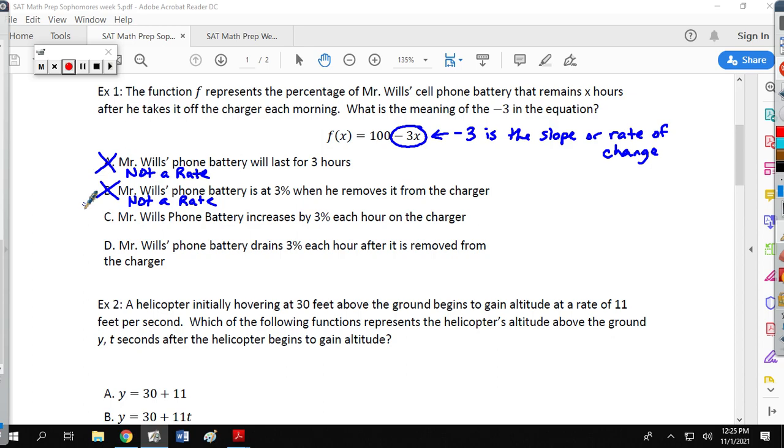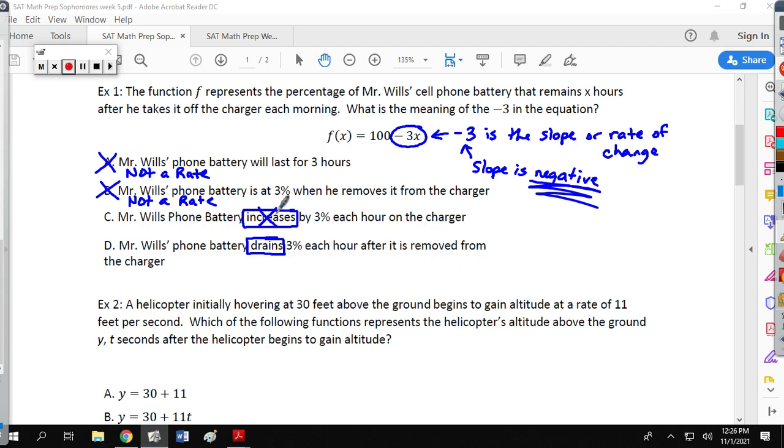Now, from there, the only difference between letter C and letter D is one single word. Letter C uses the word increases, and letter D uses the word drains. Okay? So when we're looking at the slope, in this case, the slope is negative, which means we should be using a word that indicates negative in our description.